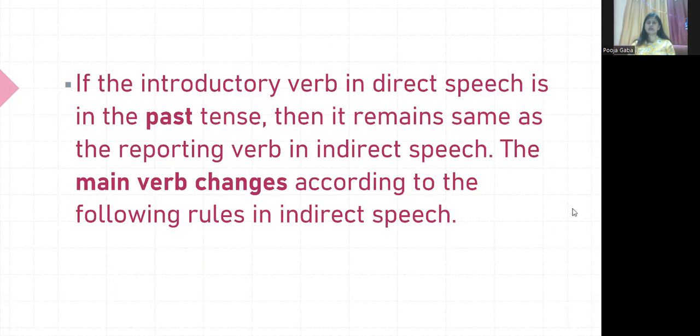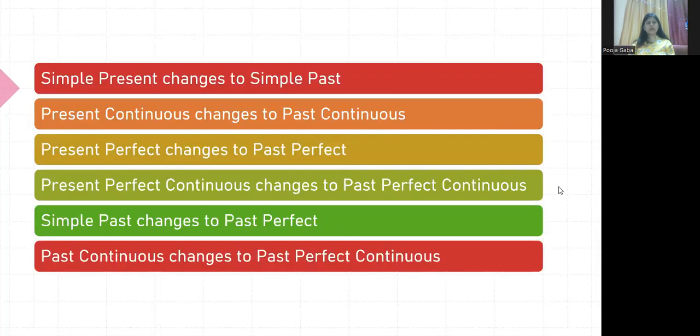Now, if the introductory verb is in past tense, then it remains the same as the reporting verb, but the main verb will change according to certain rules. In the first sentence, when we said Rima said, the introductory verb was in past tense. So in indirect speech also, it will remain past, Rima said. But the main verb in the spoken words, within the inverted commas, will change according to certain rules. So let us understand what those rules are.